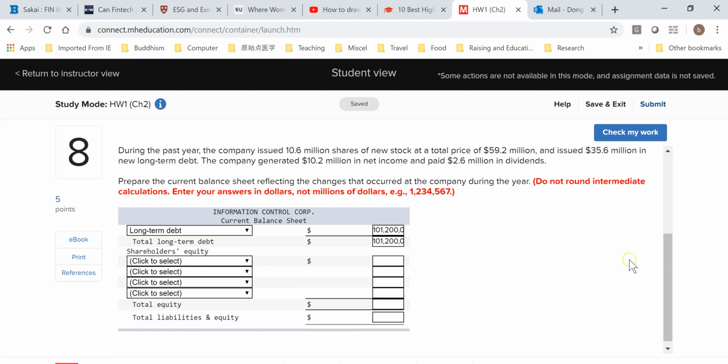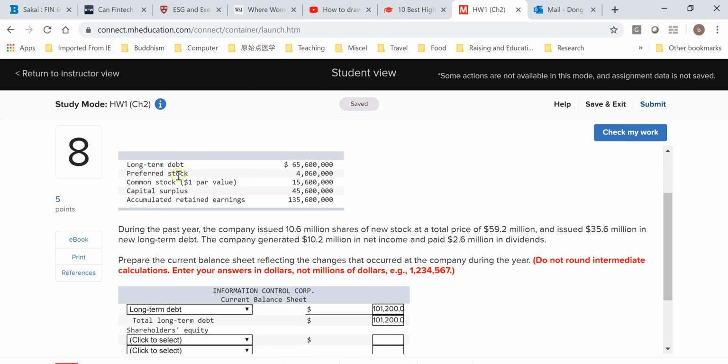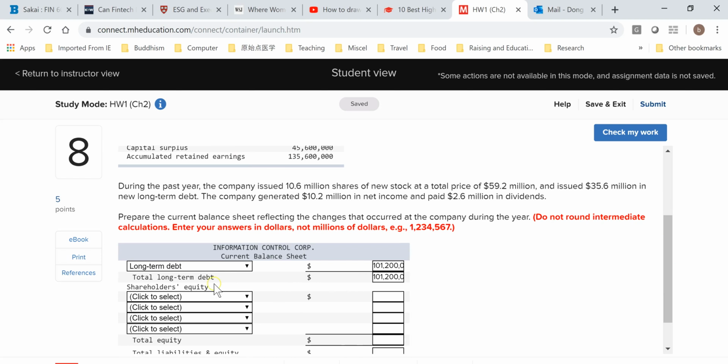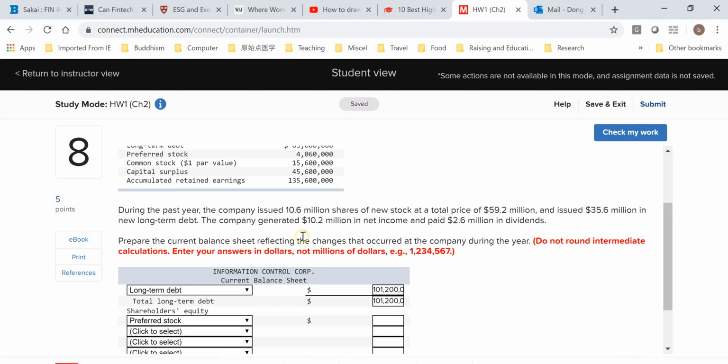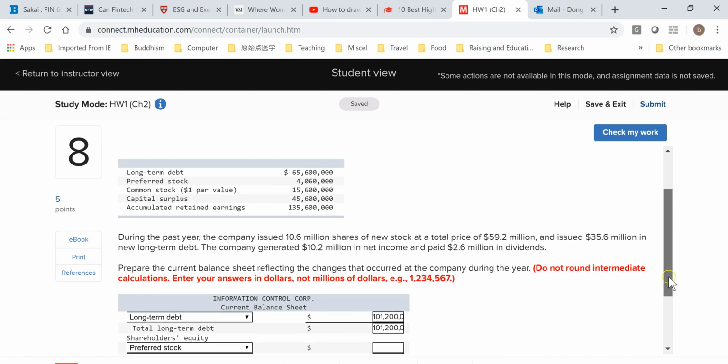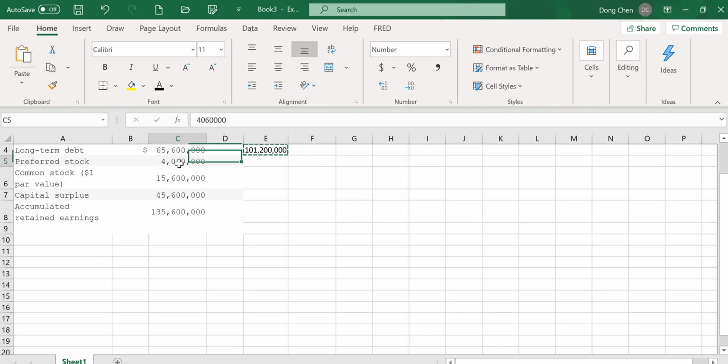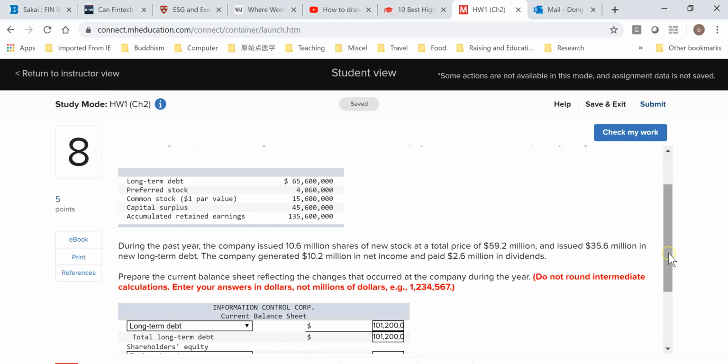For the shareholders' equity part, again, we follow the order here. The first item is preferred stock. The setup told us the firm issued 10.6 million shares of new stock. It doesn't mention specifically whether the new stock is preferred or common stock, but by default, as happens with most firms, this should be treated as common stock. That suggests nothing happened to preferred stock, so the preferred stock amount will be the same as the current amount. We just copy this number back to Excel.